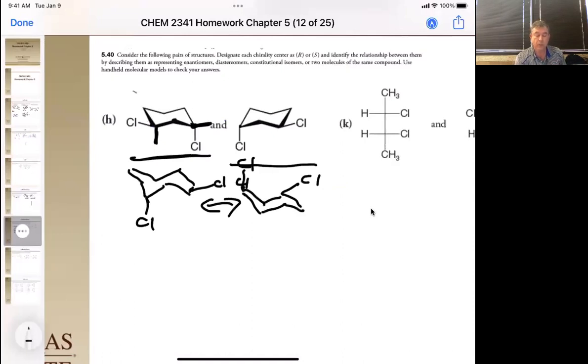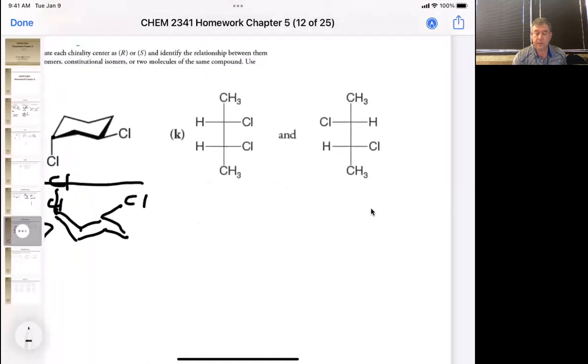Still 1, 2, 3, 1, 2, 3. They're in the 1, 3 positions, so they are going to be conformers. They are just conformers. They are not stereo at all. Okay, so now let's look at this one right here.